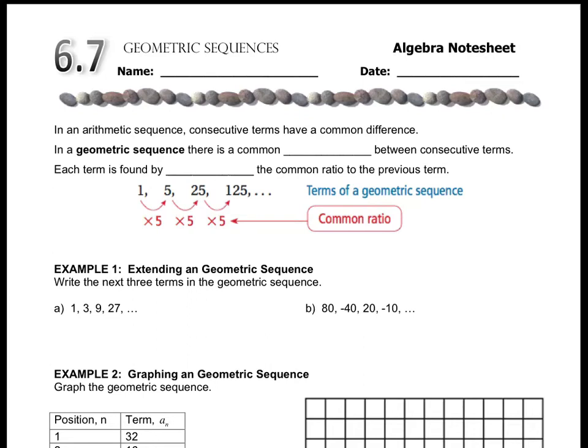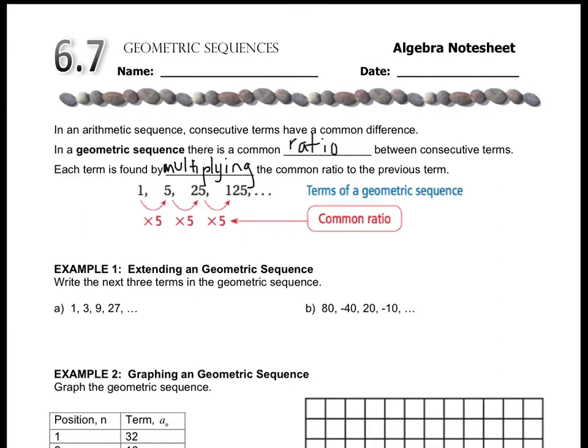In Chapter 5, we looked at arithmetic sequences, which had a consecutive common difference. In a geometric sequence, we have a similar relationship, only there's a common ratio between the consecutive terms. Each term is found by multiplying the common ratio by the previous term. So, for example, in this sequence 1, 5, 25, 125, the ratio is 5 because every time you add a term, you're multiplying by 5.